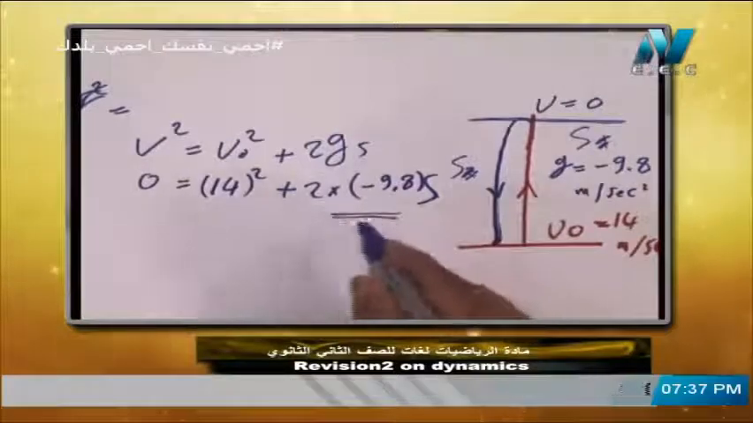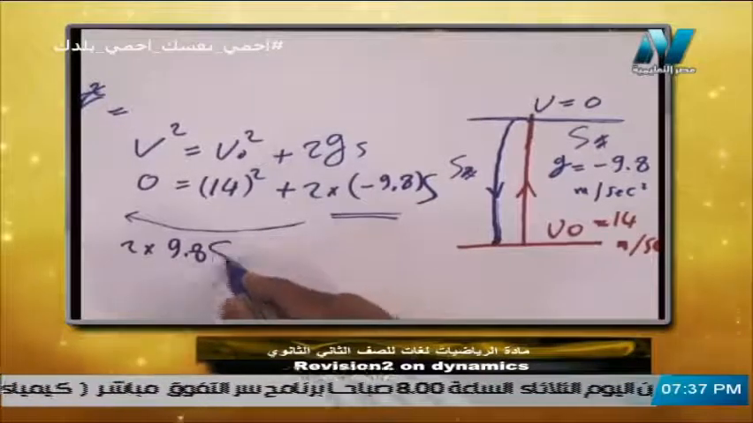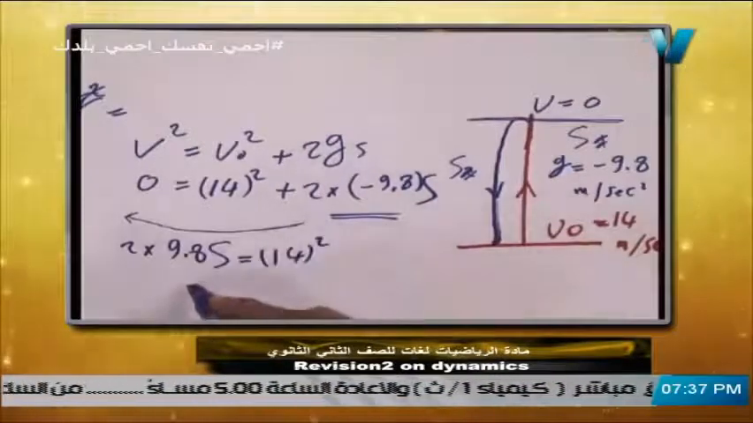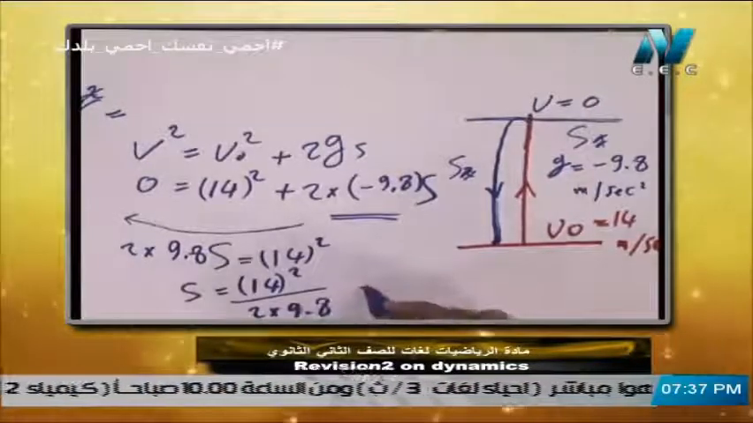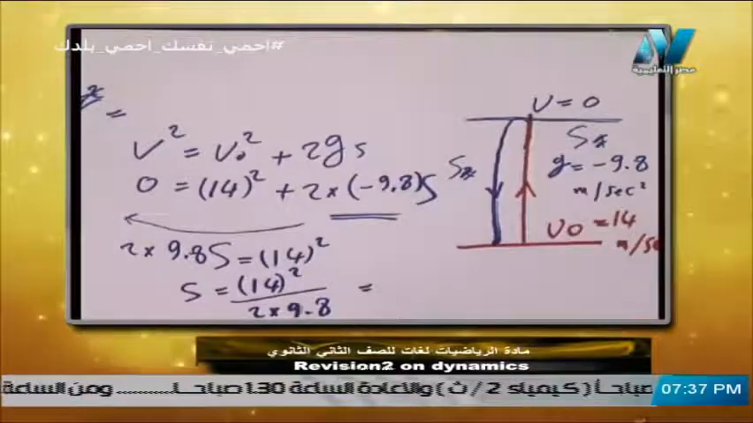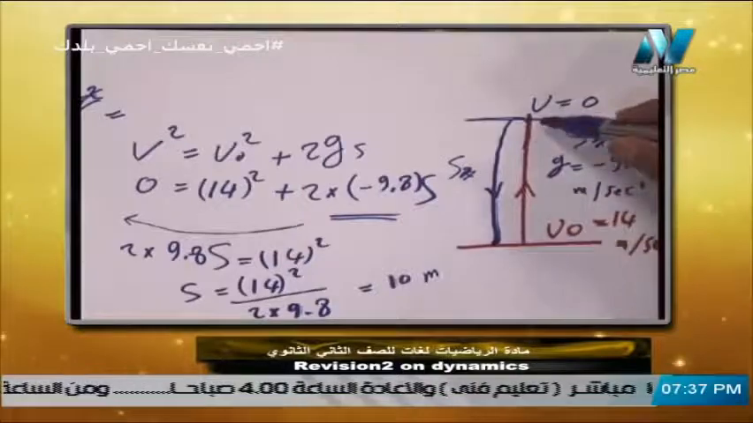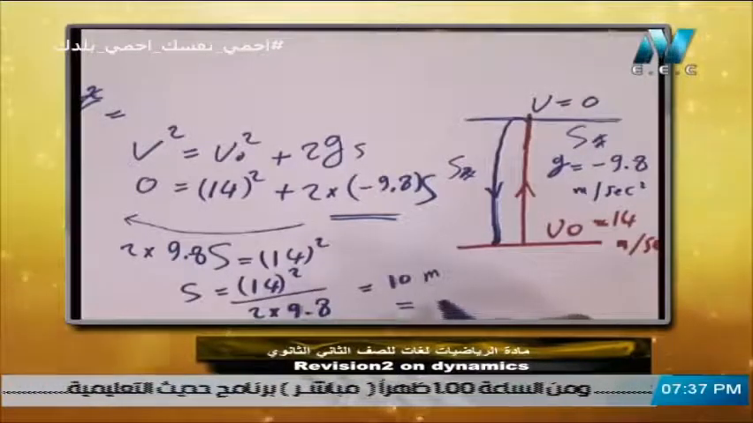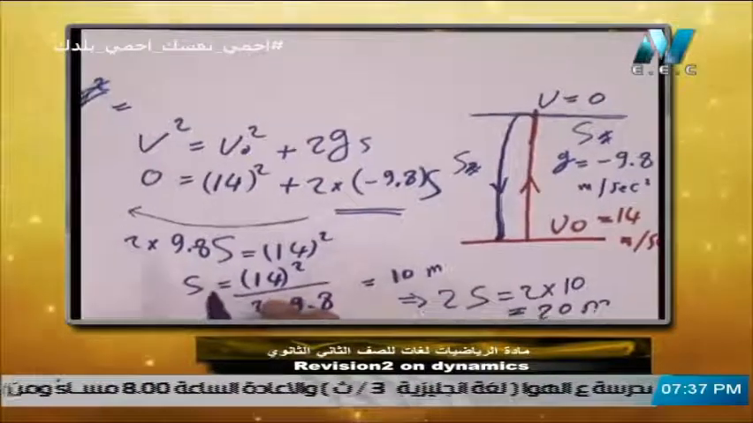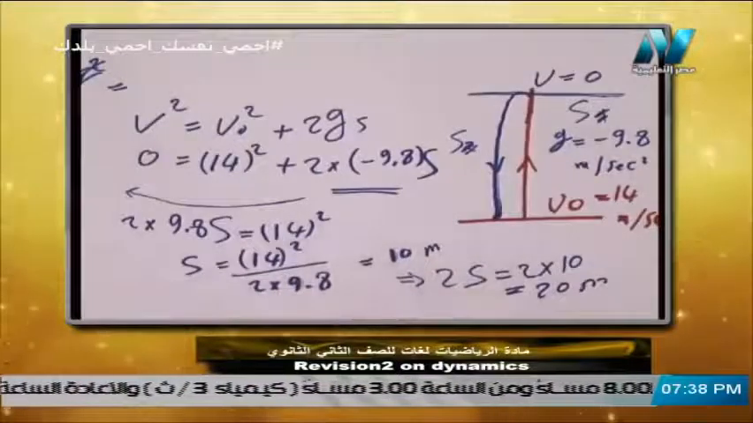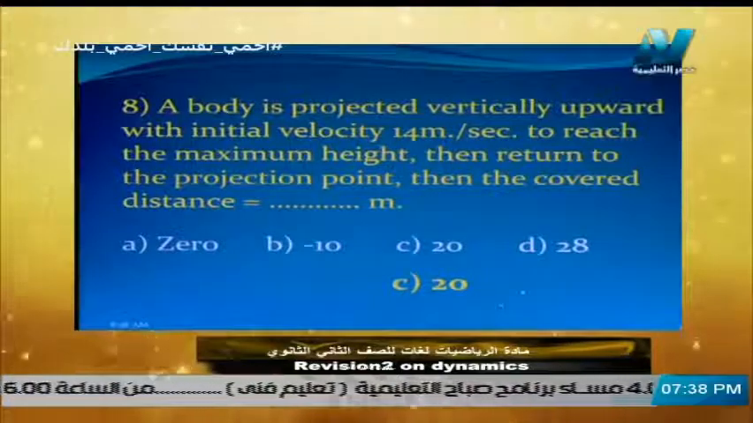By moving this part to the left hand side, it will be 2 multiplied by 9.8 without negative, multiplied by s equals 14 power 2. So s equals 14 power 2 divided by 2 times 9.8, and if you use your calculator, the answer will be 10 meters. But we have the going trip and the returning trip, so we have s and s, so the answer will be double s, which is 2 times 10 equals 20 meters. So the final answer will be 20. Look again at the laptop. We have here the answer is 20. Let's move to the next question.